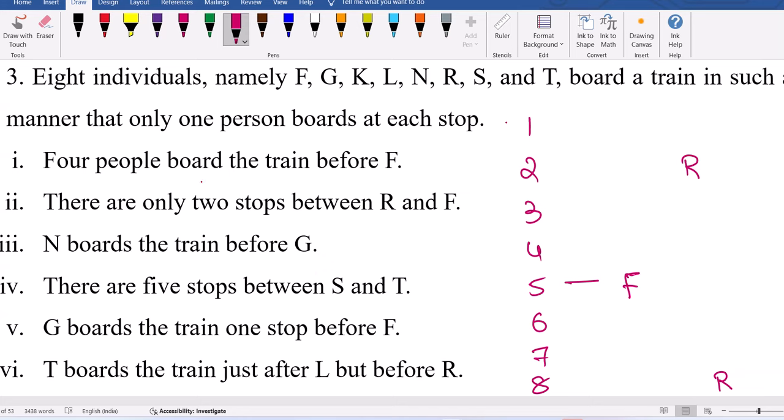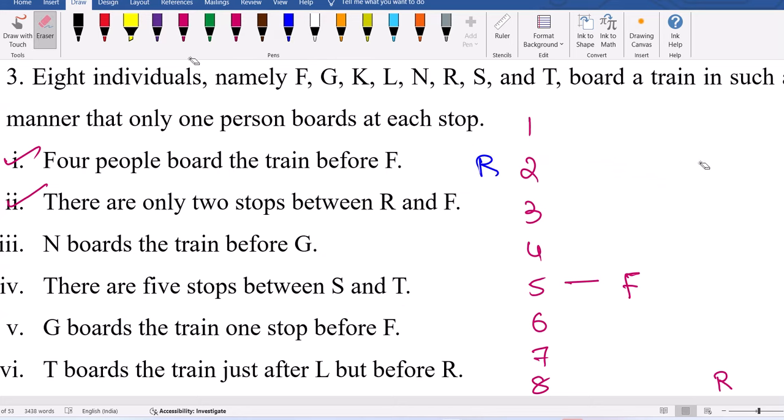Related to R information, G boards the train one stop before F. Okay, I want R, right? T boards the train just after L, but before R. Just after L and before R. So there are 2 possibilities. Now, I'll put R here, one here. We'll try all these cases.